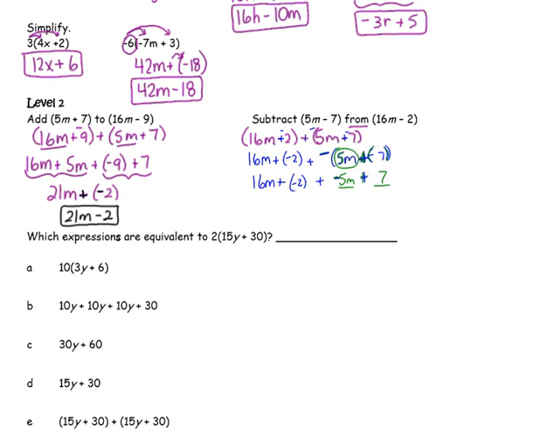It is all addition now, so we can reorder and use any order, any grouping. Our like terms, we have 16m plus negative 5m. And we also have two constants, and I'm going to put them in the order of the positive first and the negative second. Combining our like terms, this gives us 11m plus 5.